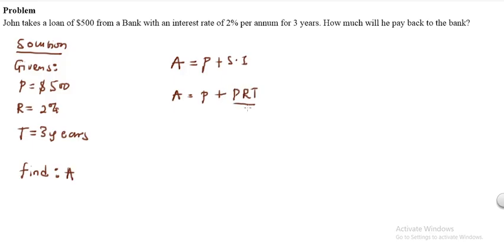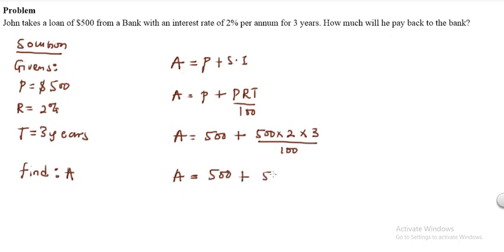PRT over 100. So we simply plug in everything we know inside this equation, so that the amount after 3 years will look like $500 plus 500 times the rate, which is 2, times the years, which is 3, divided by 100. From here, we do the arithmetic: 500 plus 500 times 2 times 3 is 6, divided by 100.